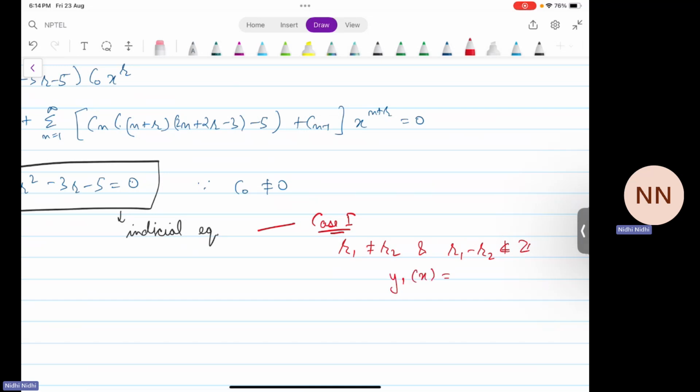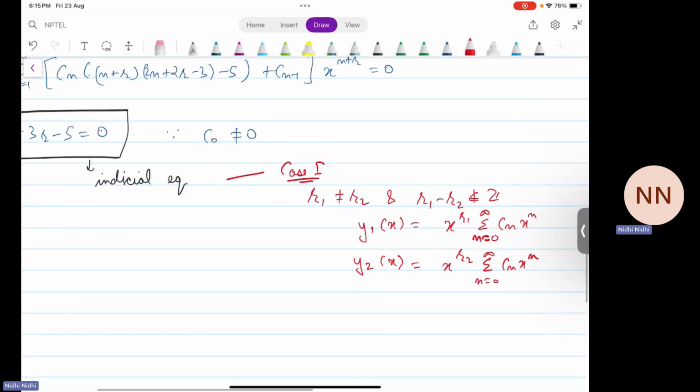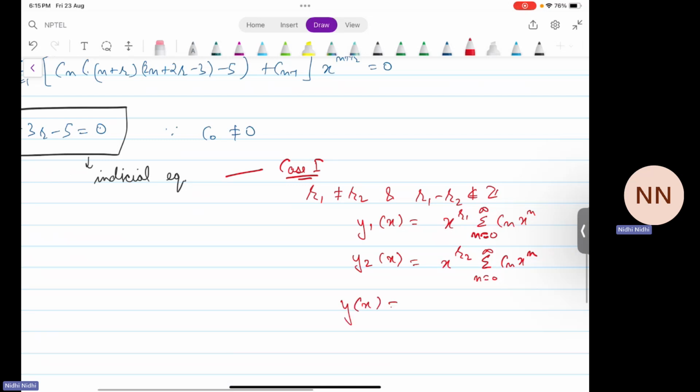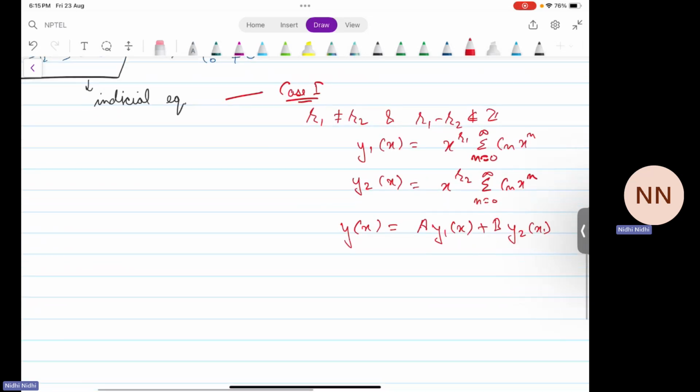y1(x) is equal to x to the power R1 summation Cn x to the power n, n from 0 to infinity. y2(x) is equal to x to the power R2 summation n from 0 to infinity Cn x to the power n, and our general solution y(x) is given by a times y1(x) plus b times y2(x), where a and b are some arbitrary constants.